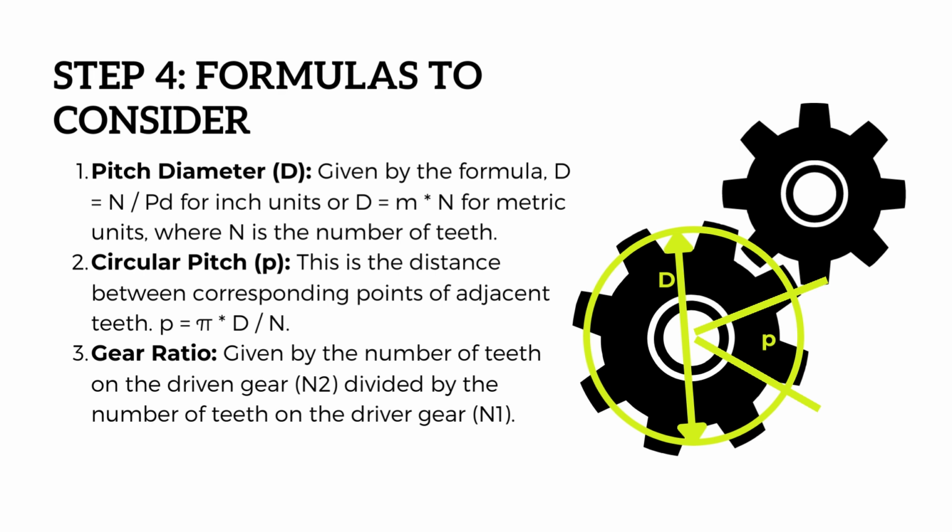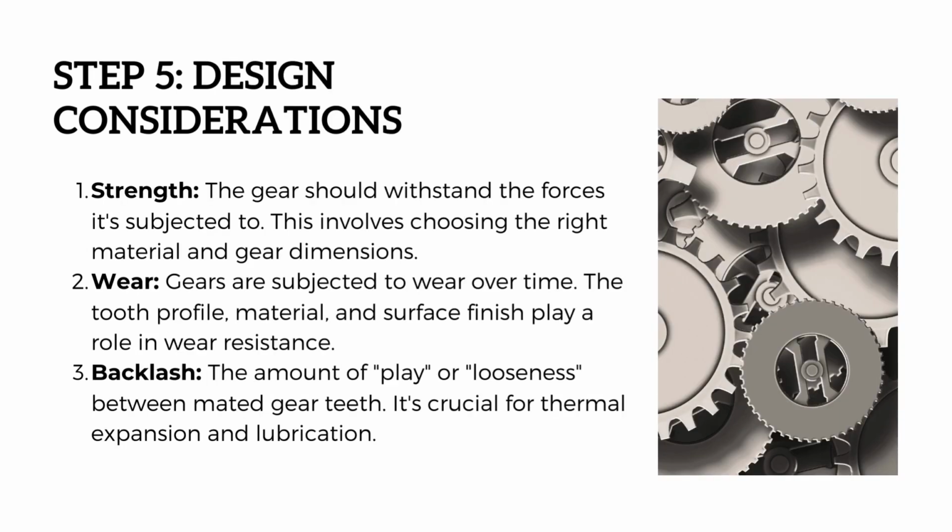Additionally, the gear ratio is determined by dividing the number of teeth on the driven gear, N2, by those on the driver gear, N1. In Step 5, the primary design considerations for gears are discussed. The gear's strength is vital, necessitating the selection of appropriate materials and dimensions to endure the forces it encounters. Over time, gears experience wear, with factors such as tooth profile, material choice, and surface finish influencing wear resistance.